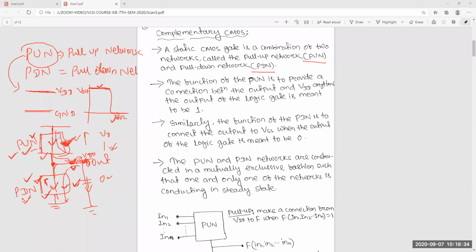I said it's mutually exclusive, meaning either this will be on or this will be on, so the current flows either in this path or that path. So it takes all the advantages of the CMOS circuit. That means the static power consumption is almost 0. At a time there is no short circuit, so the power consumption is less. This is the main characteristic of a combinational circuit using the CMOS logic style.